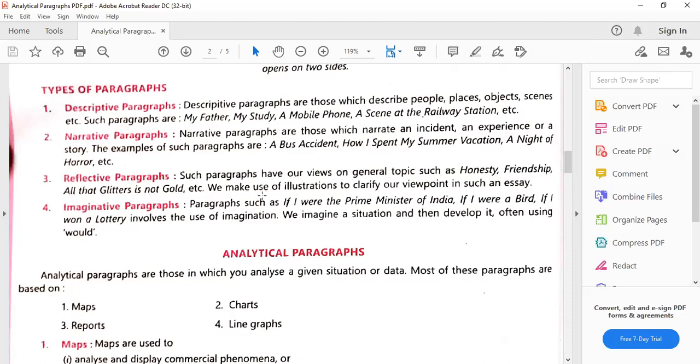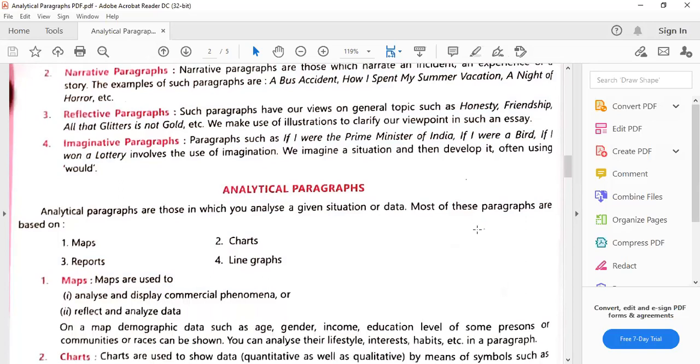Then imaginative paragraph. Paragraphs such as if I were the Prime Minister of India, if I were a bird, if I won a lottery, involve use of imagination. We imagine a situation and then develop it, often using would. Not reality, we just imagine the things and we write it in the use of would. So these are 4 types of paragraphs, and we have done descriptive and narrative paragraphs also in 9th class.